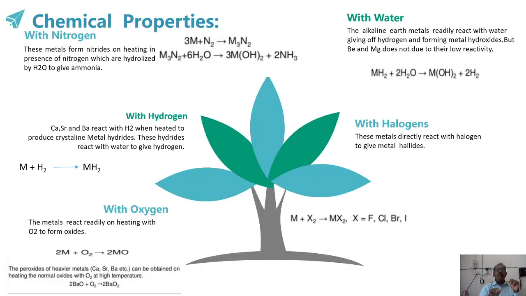So we move to the chemical properties. I'll start with the lower left and end with the lower right, moving in a clockwise manner. With oxygen, the metal readily reacts and forms metallic oxides. Some of the elements also form superoxides. The heavier metals, calcium, strontium, and barium, react with oxygen and form superoxides or peroxides.